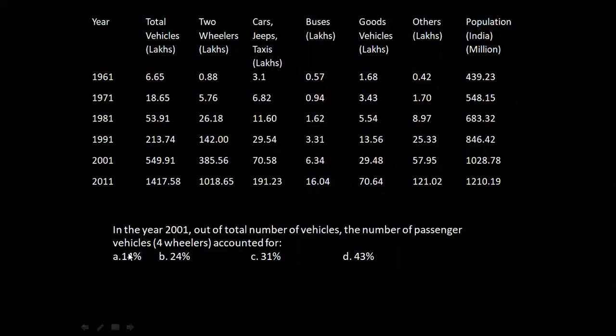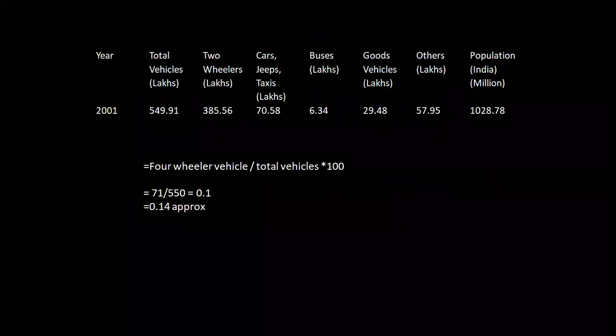Let's move into the number of passenger vehicles in four-wheelers. Four-wheelers are nothing but cars, jeeps, and taxis. So it will be 70.58, and I have taken 71. So four-wheelers divided by total vehicles, into 100, will give us the correct answer.